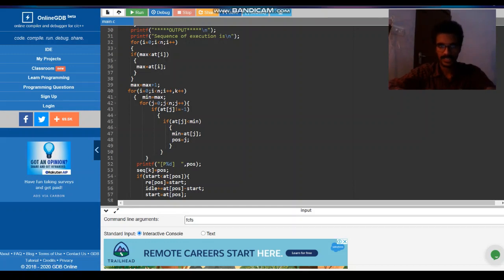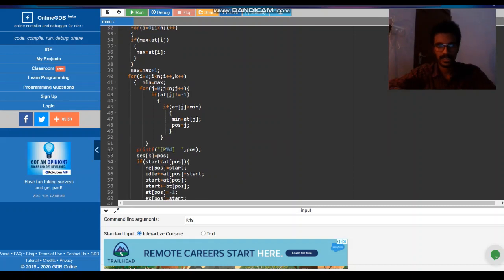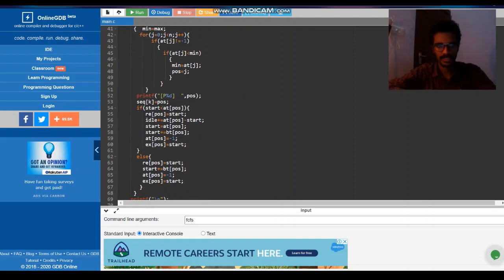For j equal to 0, j less than n, j plus plus: if AT of j is not equal to minus 1, that means if AT of j is less than minimum, then the AT of j gets stored in minimum, and position is equal to j. The bracket gets closed. So printf P %d, it's the position. Sequence of k gets stored in position. If start is less than AT of position, then AT of position is equal to start. It gets replaced, the start variable gets saved into it.